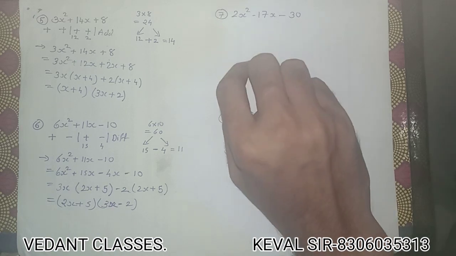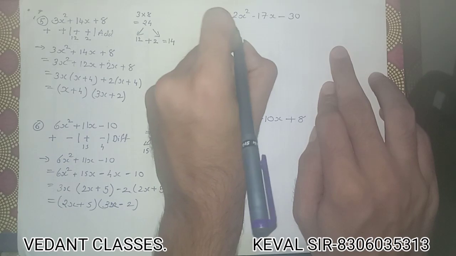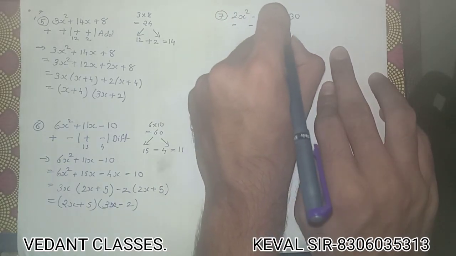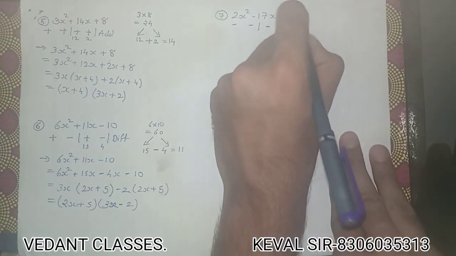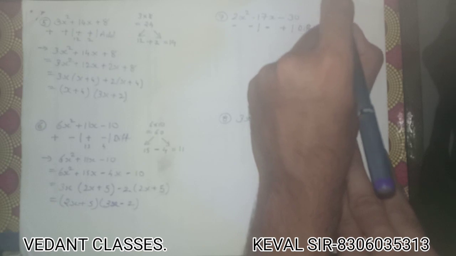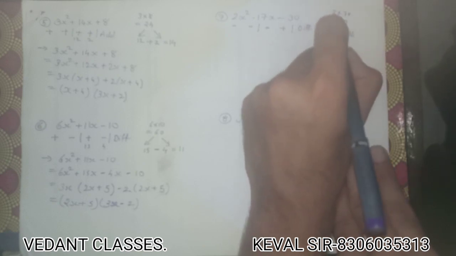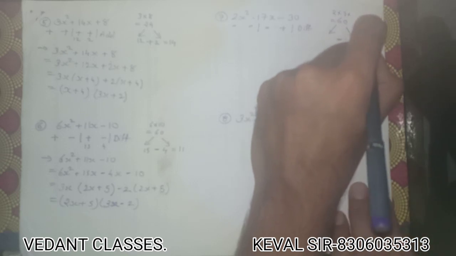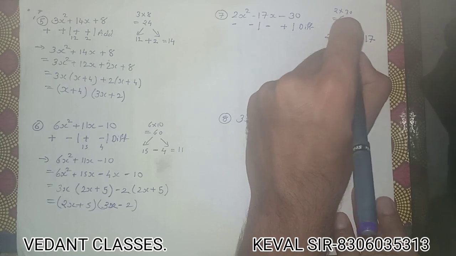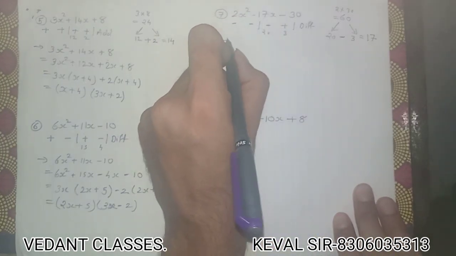Okay, now let's solve the next one. Okay, now see, in the next one minus minus is given. So minus minus, so this will be minus plus, and it will follow the difference. So again here 2 into 30, so it will be 60. Split 60 into two such parts whose difference will be equal to 17. So it will be 20 and 3. So 20 will be minus, 3 will be plus.